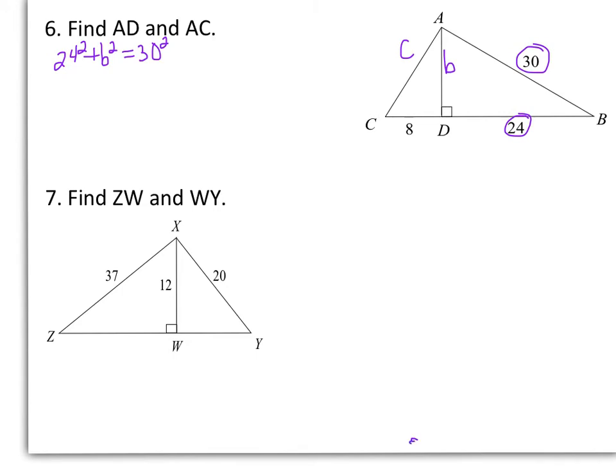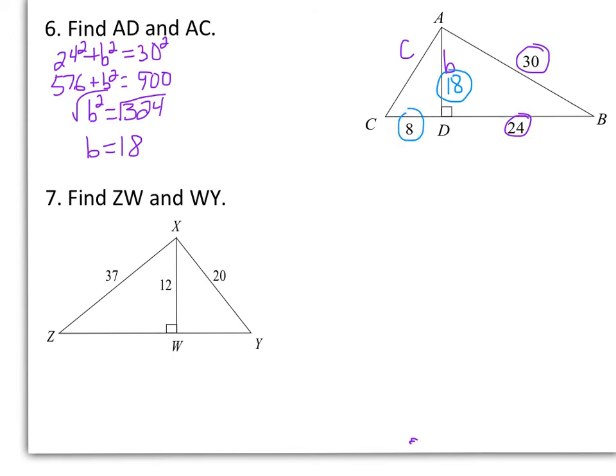So 576 plus B squared equals 900. Subtract 576. So B squared equals 324. Then take the square root. Get B is 18. So we're going to use that 18 to find AC. So let me mark that on our triangle. So we're using 18 and 8 to find AC.